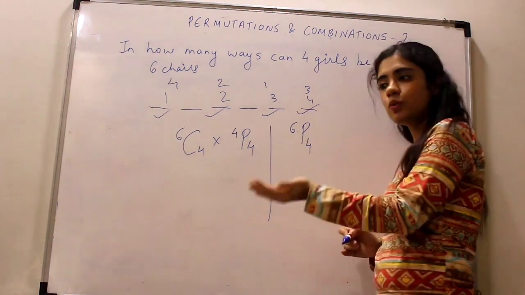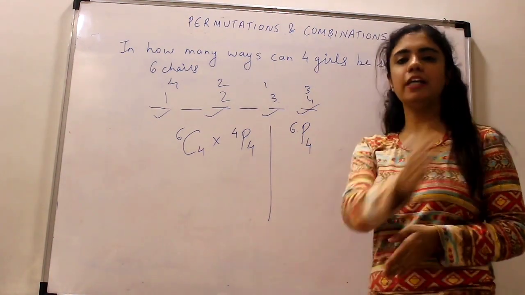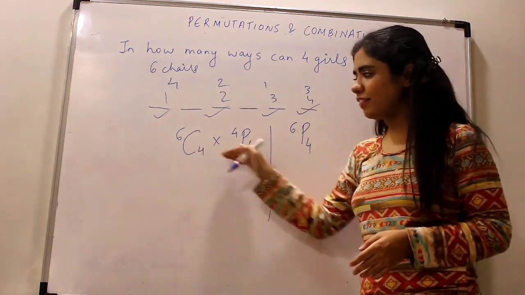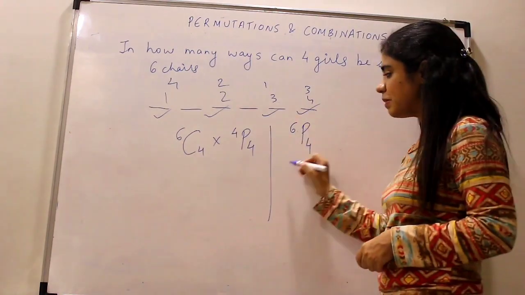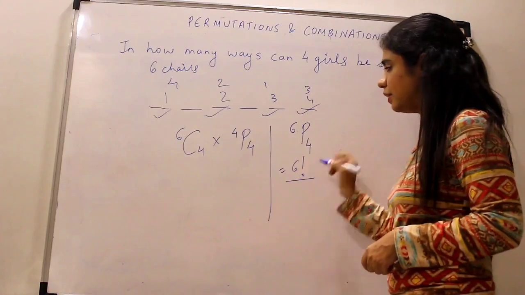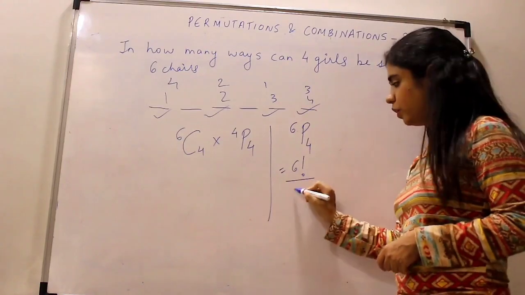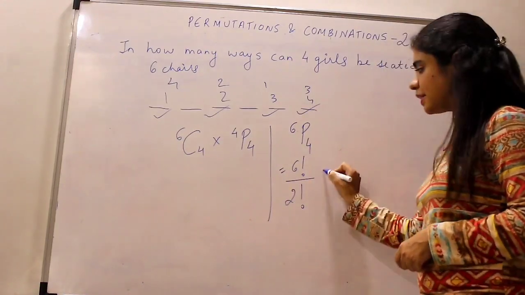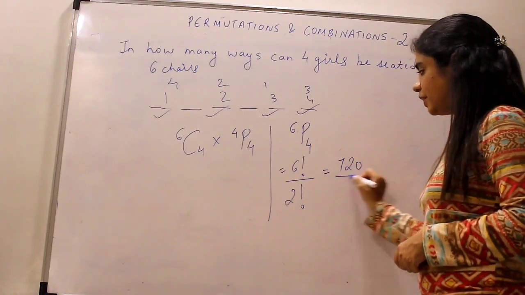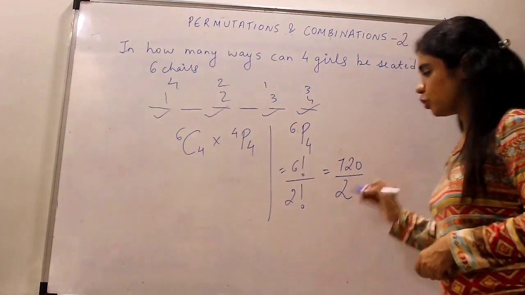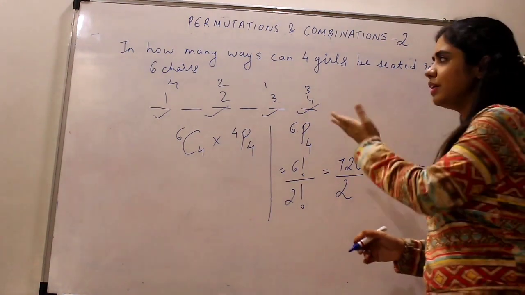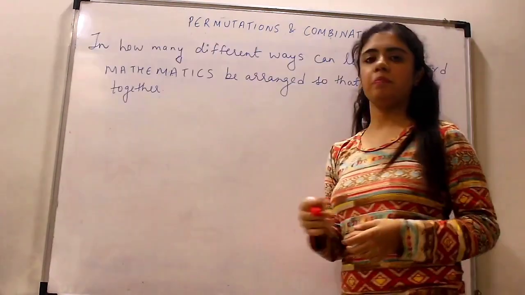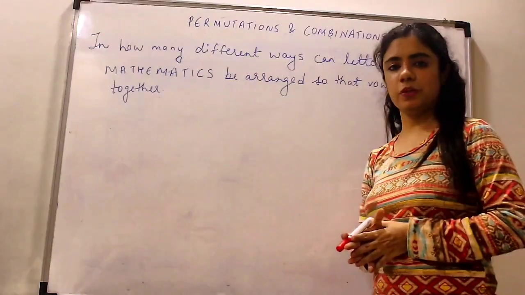6p4 में क्या हो रहा है? You are selecting also and you are arranging them also. So rather than having 2 values to calculate, you have only 1 value to calculate. So 6p4 will be 6 factorial upon 6 minus 4, 2 factorial. 6 factorial is 720, 2 factorial is 2. So your answer becomes 360 ways. So it's a simple problem. Now let's look at the next question.